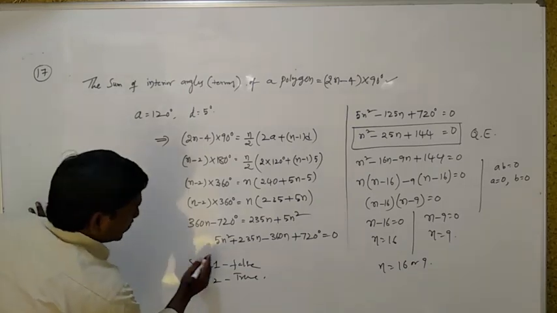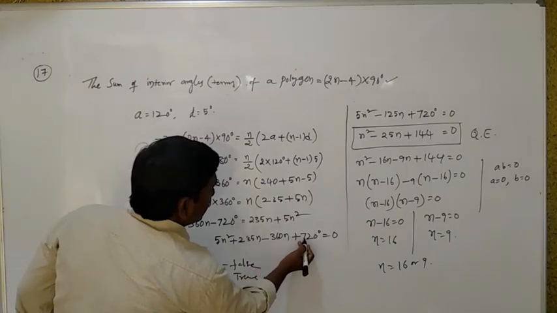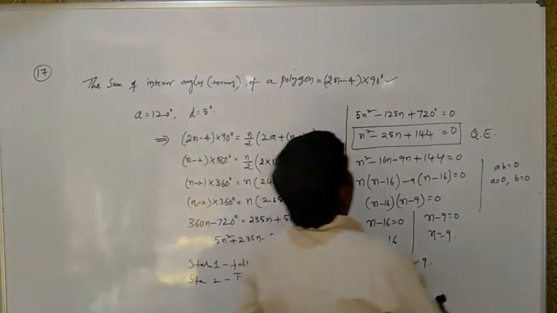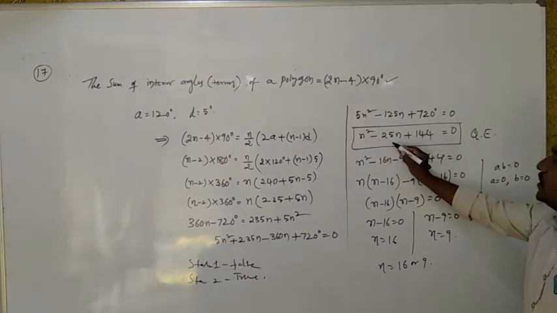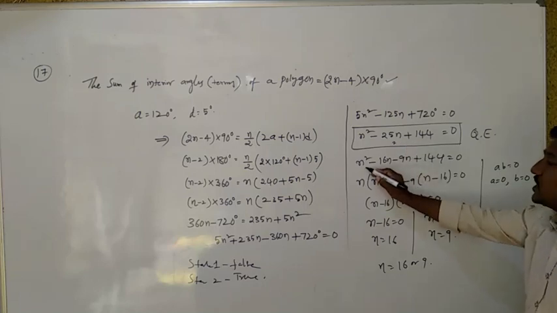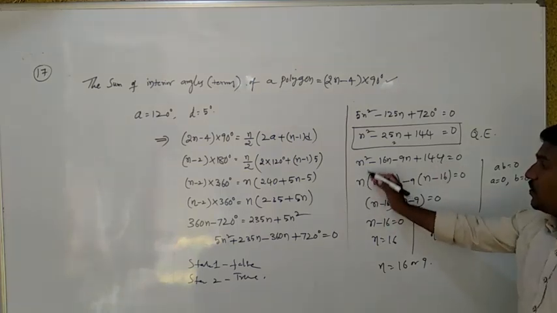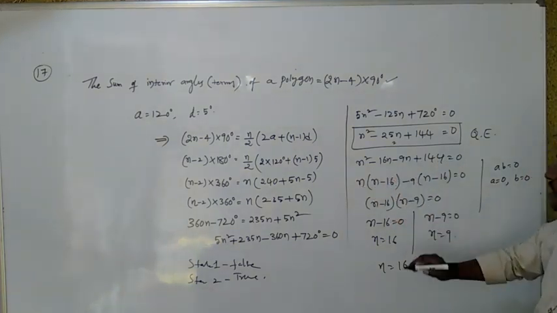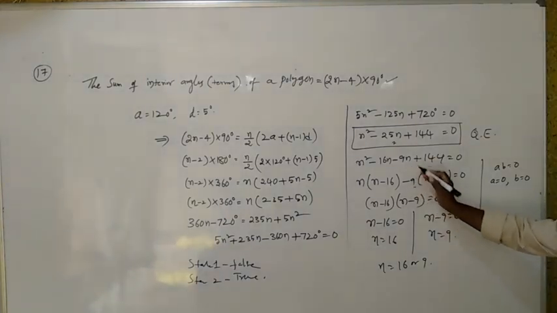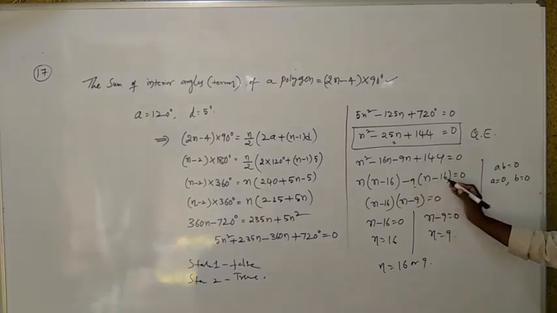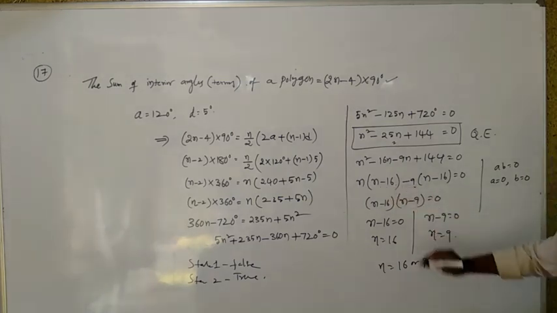Okay, after the simplification, 5n square plus 235n minus 360n plus 720 degrees. Here we got one quadratic equation like n square minus 25n plus 144. Here the middle term minus 25 is written as n square minus 16n minus 9n plus 144. Why? Because n into n square, n into minus 16n, and take out 9 as a common one, minus 9 into n minus 9n, minus into minus plus 9 into 16 is 144. So what is the common expression here? n minus 16 is the common expression.